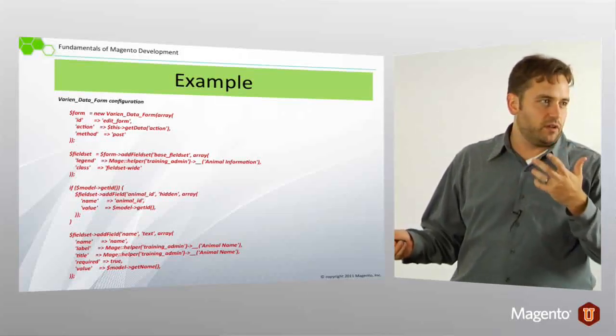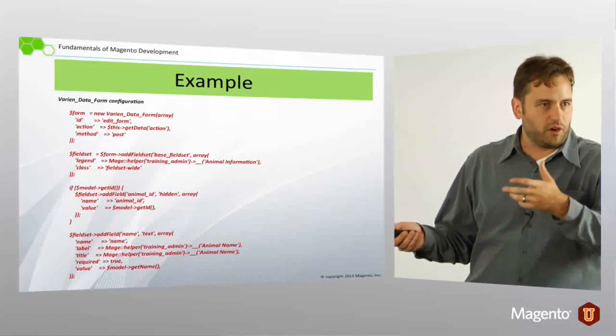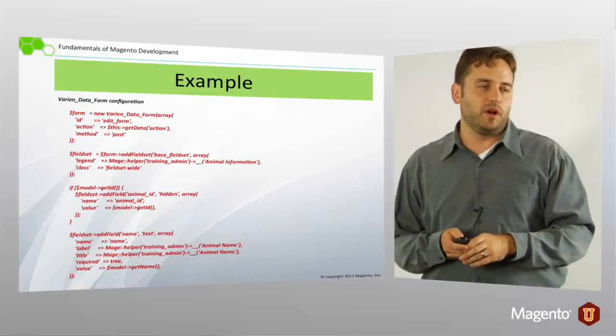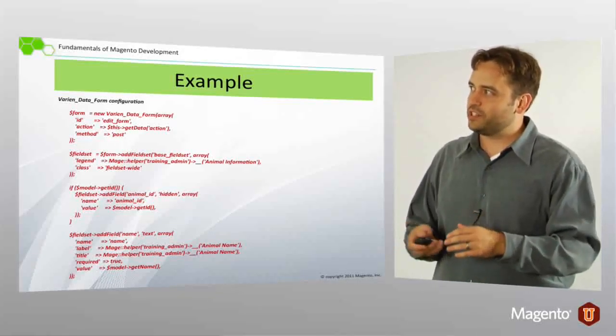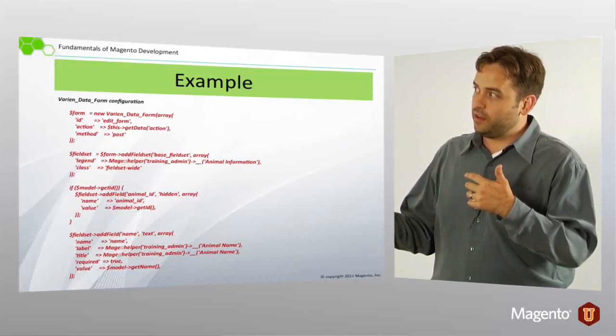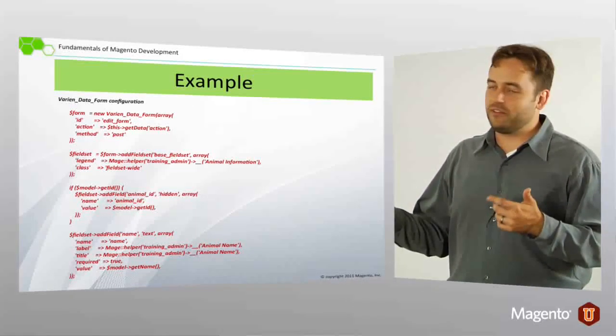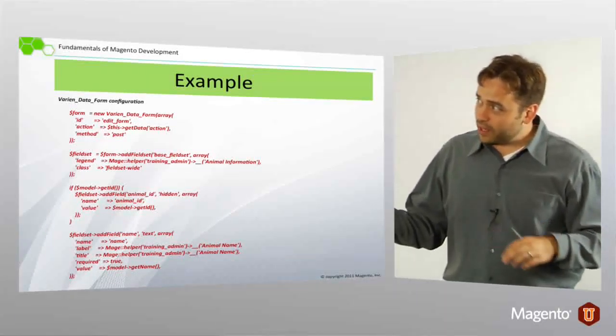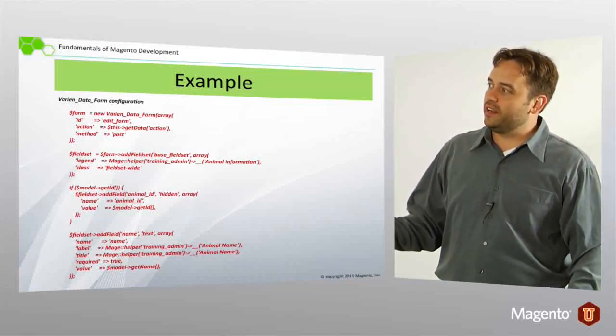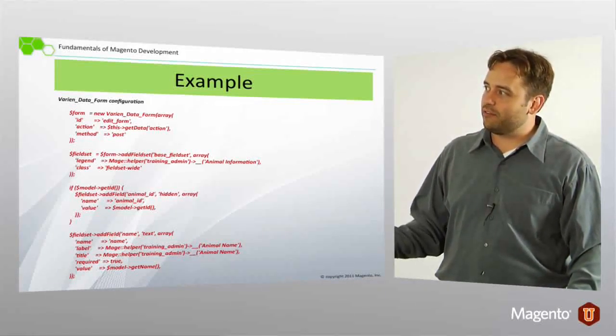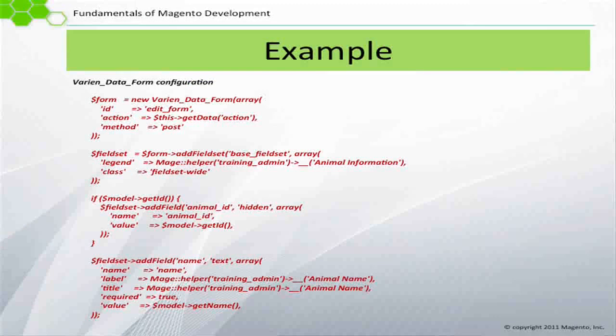So hopefully you're familiar with HTML and how these are literally HTML elements, or aspects of a field set: legend, attribute of the field set. And once we have our field set instantiated, we can start adding fields to that. So in this case, using our example here, we'll add a field with animal ID, and it's going to be a hidden, so just a hidden input. And here we pass in some config information.